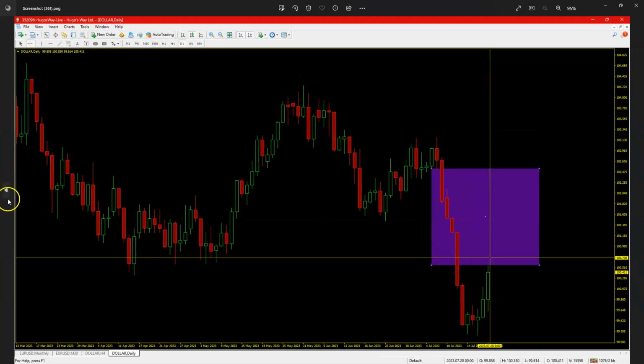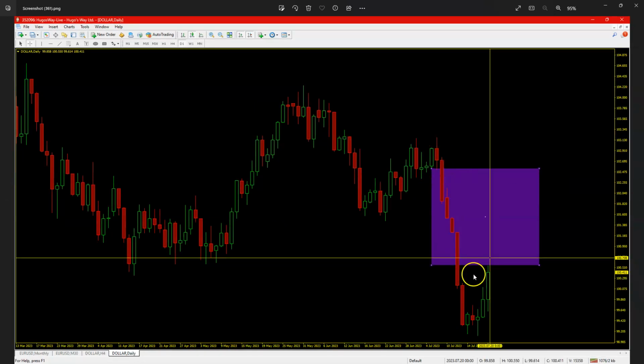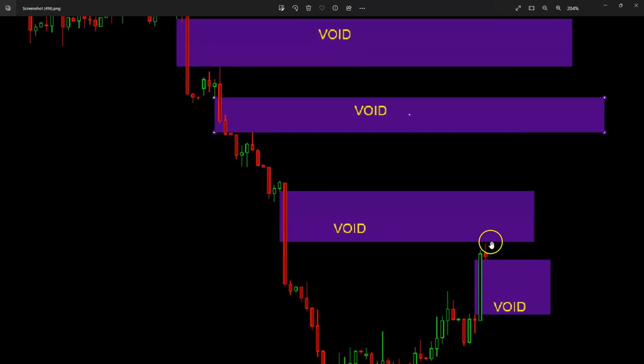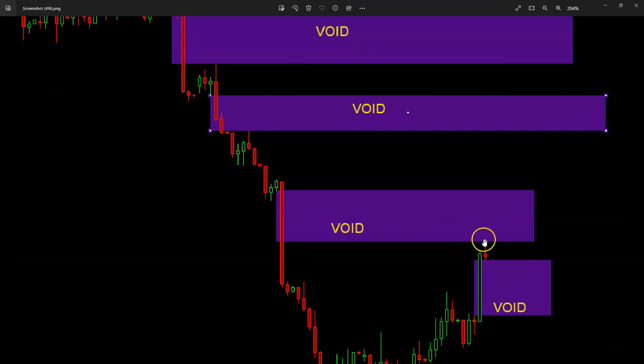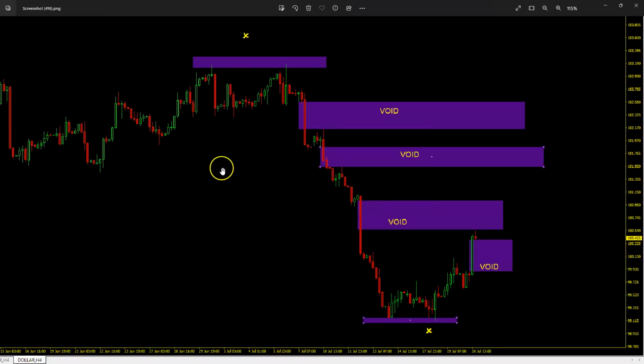Whenever you zoom in on a 4-hour, it looks like this. So really, this big box was from here all the way down to this candle, from up all the way to here. But I just like to look at these little ones in between because I use them as targets. Keep that in mind before you even get there.